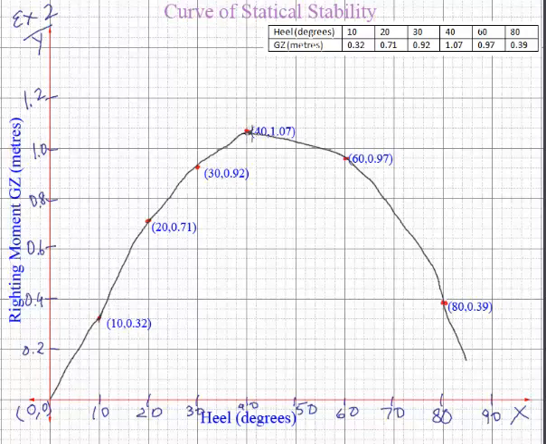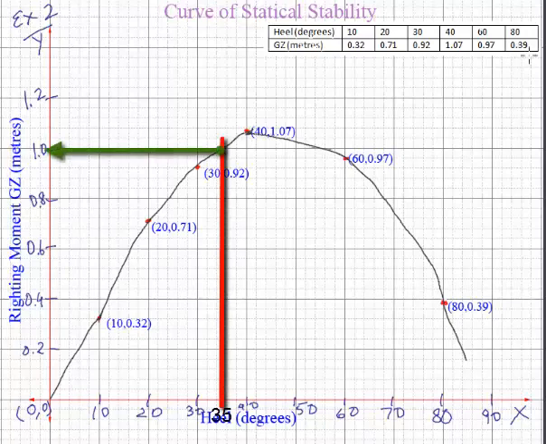So that's part A. In part B, you have to find the value of the righting lever corresponding to an angle of inclination or heel angle of 35 degrees. So what you do is you find 35 degrees, which is right in the middle of 30 and 40, and you drop a line onto the curve, and where it crosses the curve, from that point you draw a straight line to the y-axis, and from there you can approximate the value of the righting lever. In this case it comes out to be 1. So at 35 degrees the righting lever will be 1 meter.